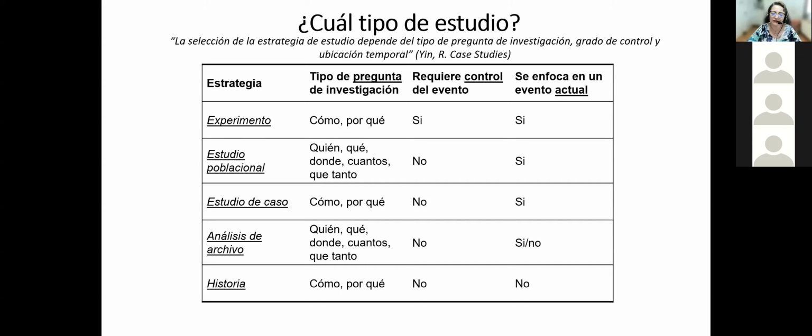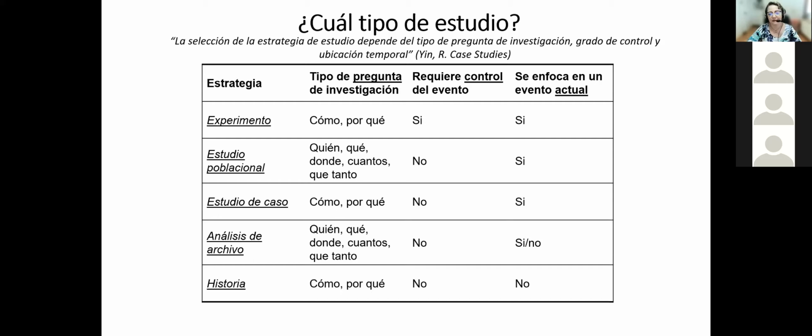The file analysis. Now we have access to so much information: reviews, systematic reviews, meta-analyses, research assessments, topic reviews. So this archive or file analysis of existing literature, of existing studies, is a possibility to answer who, why, where, how many, how often.